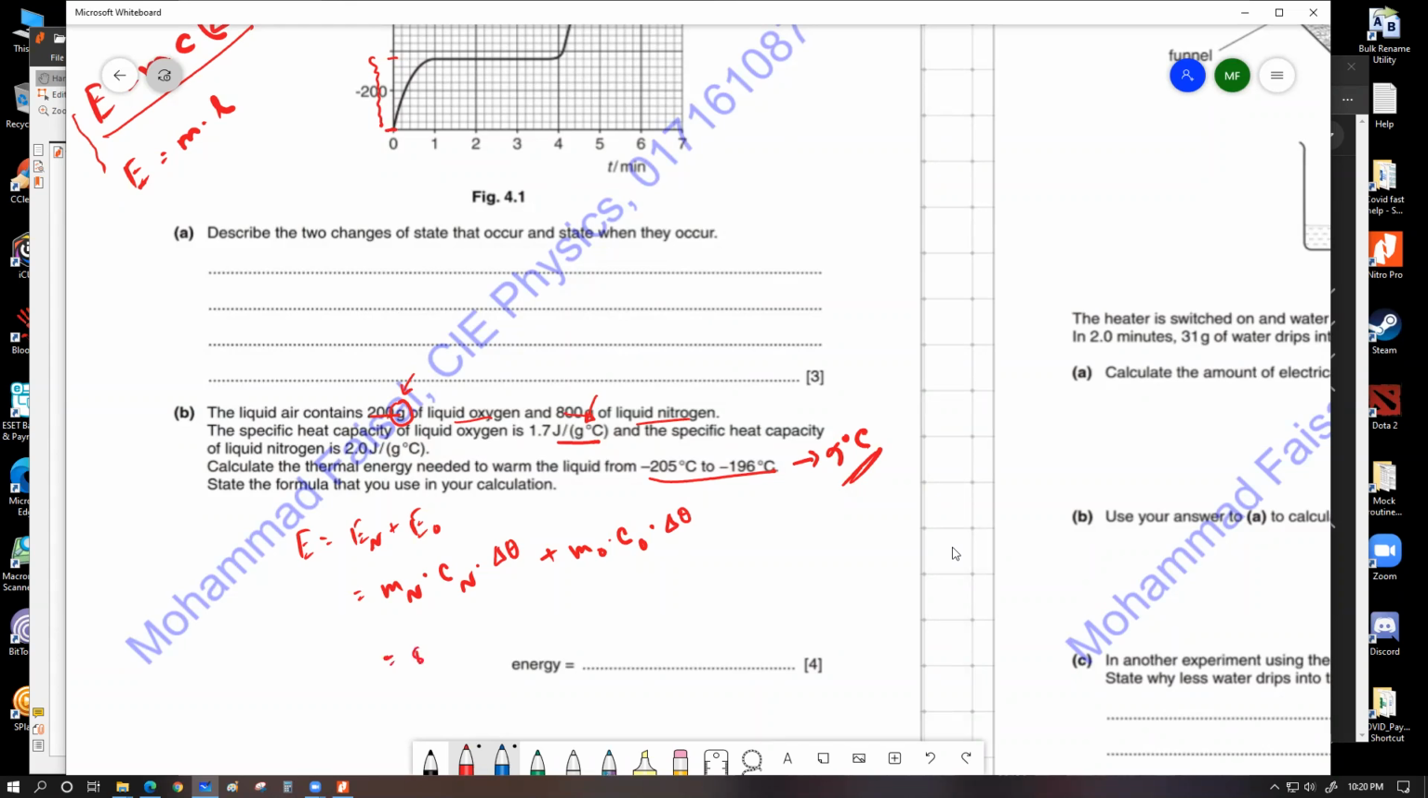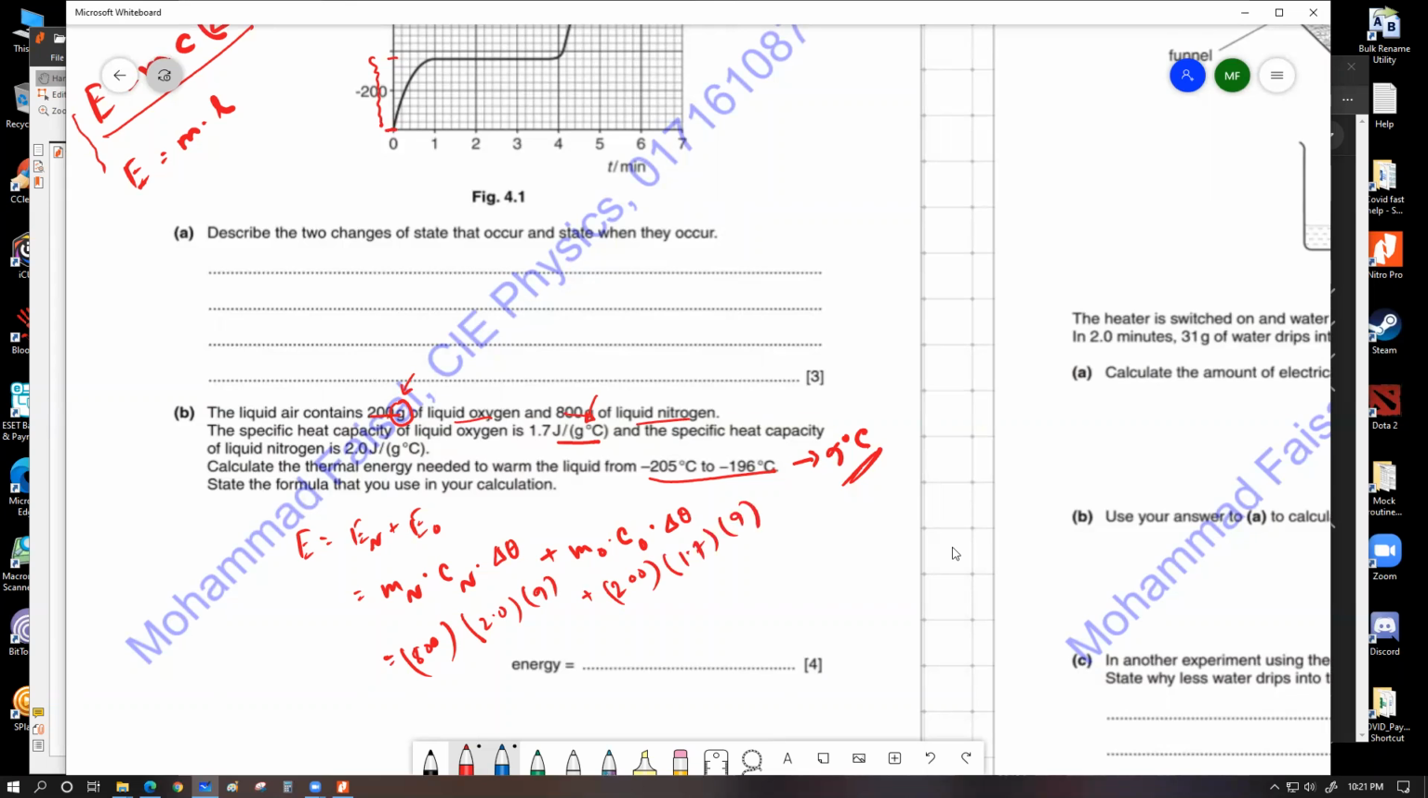Mass of nitrogen is how much? 800, multiplied by C of nitrogen, which is 2.0. See, these people have intentionally done one thing. They have given the information of mass of liquid oxygen first and liquid nitrogen second, and the specific heat capacity they've given of oxygen first and nitrogen later. No, sorry, never mind. I thought they messed this up intentionally so that students fall into some calculation error, but they didn't. But they might.